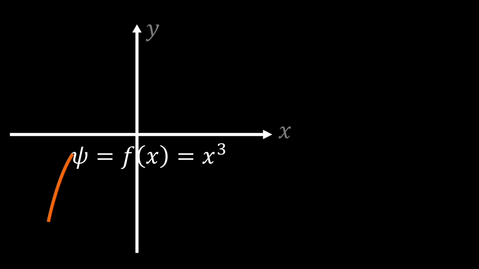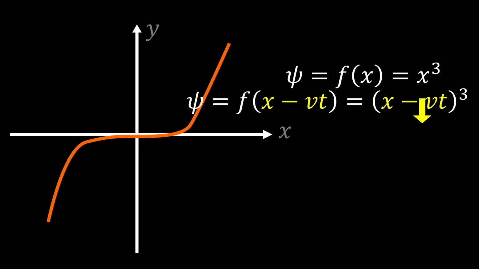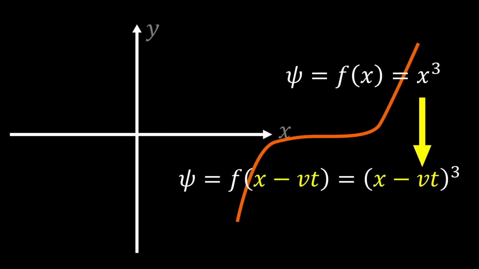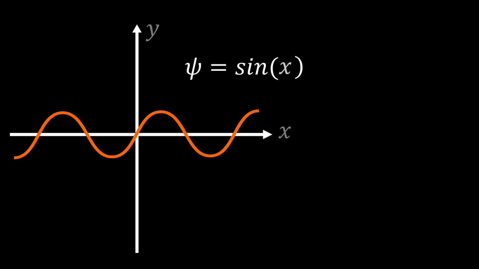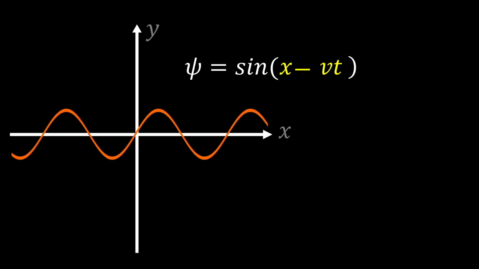Another example is psi equals x cubed. If we want to make it move along the positive x direction, then we simply need to change x into x minus vt. If we have sine of x, whose domain by default is from negative infinity to positive infinity, then we just have to change its argument from x to x minus vt, and it will begin to move with the speed v.